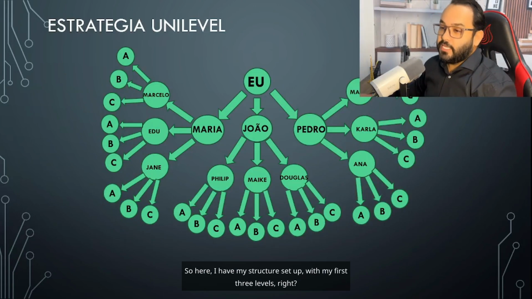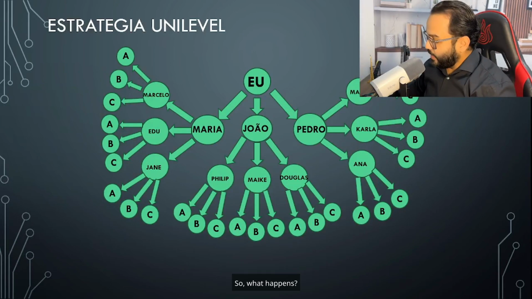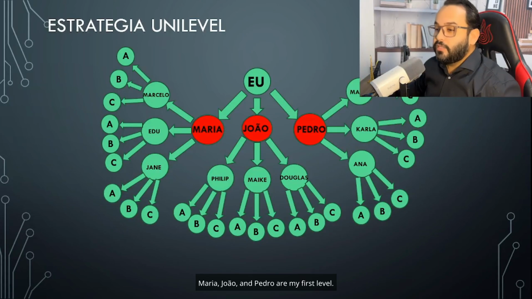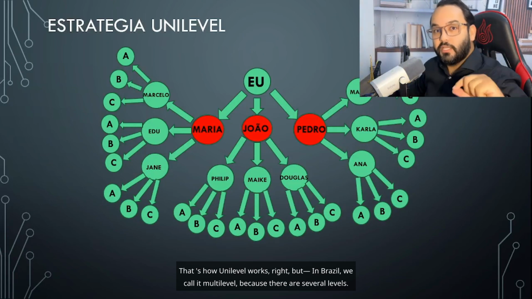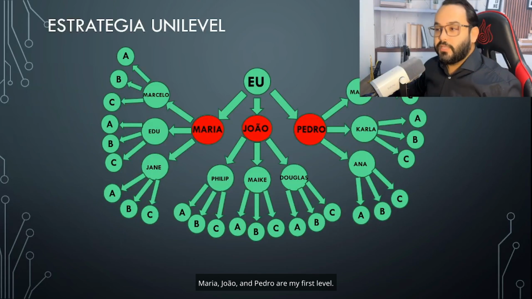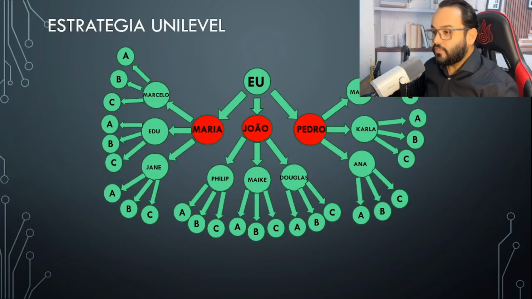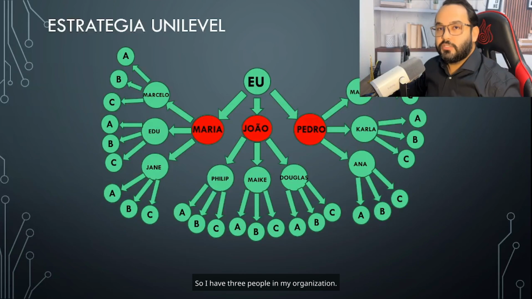So here I have my structure set up with my first 3 levels, right? So what happens? Maria, Joao, and Pedro are my first level. That's how Unilevel works, right? But in Brazil, we call it multi-level because there are several levels. Maria, Joao, and Pedro are my first level. So I have 3 people in my organization.